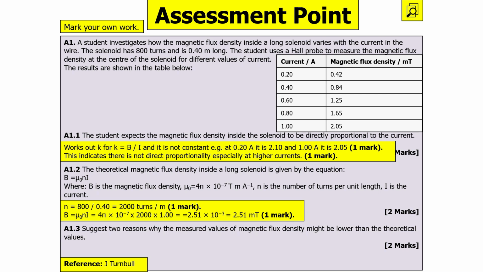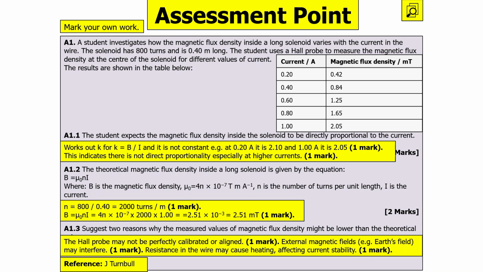Firstly, we need to work out n, because n is actually the number of turns per unit length. So we would do 800 divided by 0.4, so it's actually 2000. We then pop in the values and we get 2.51 millitesla. Now the Hall probe may not be perfectly calibrated or aligned. External magnetic fields, such as the Earth's magnetic field, may interfere with the results. And resistance in the wire may cause heating, which would affect the stability of the current produced.